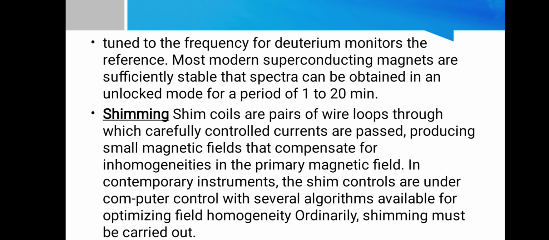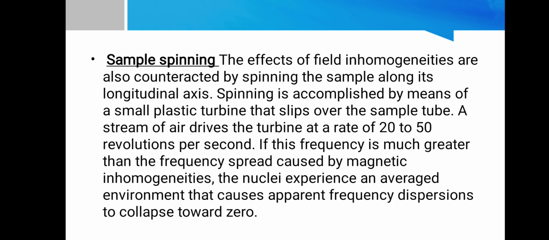1 to 20 minutes. Shimming. Shim coils are pairs of wire loops through which carefully controlled currents are passed, producing small magnetic fields that compensate for inhomogeneities in the primary magnetic field. In contemporary instruments, the shim controls are under computer control with several algorithms available for optimizing the field homogeneity. Ordinarily, shimming must be carried out.